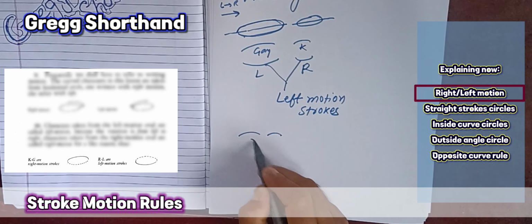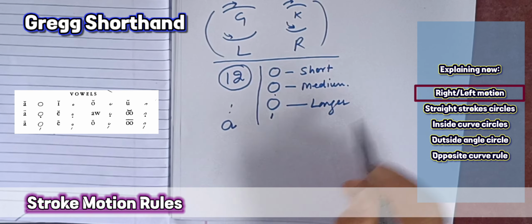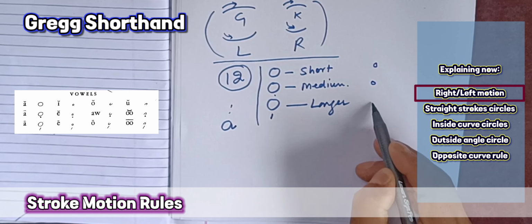If you remember, in session 2 of Learning Gregg Shorthand we learned about 12 sounds of vowels. If you remember, there were 12. This was the short sound, right? This was the medium sound, and how do we show it? By a dot. And this was the longer sound of A vowel, right? First, I'll explain why A is written like this and why E is written like this.